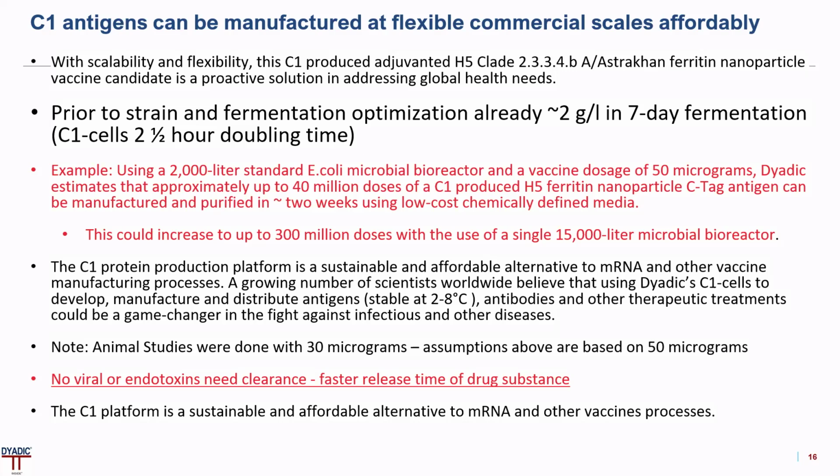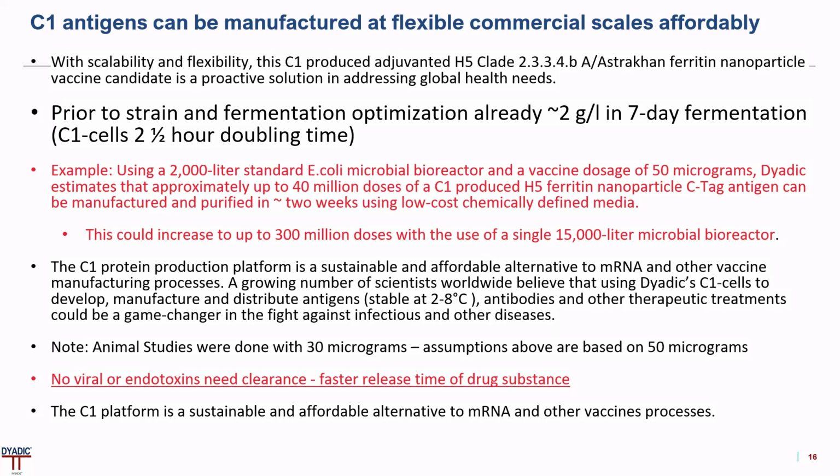If you had a 15,000 liter microbial bioreactor, and remember, we're going from 500,000 liters down, 15,000 liters is something we've done for almost 2.5, 3 decades at this and larger scale. You could produce 300 million doses. So not only could you reduce the cost and do it fast, you can produce large quantities that don't need viral clearance or endotoxin clearing downstream.